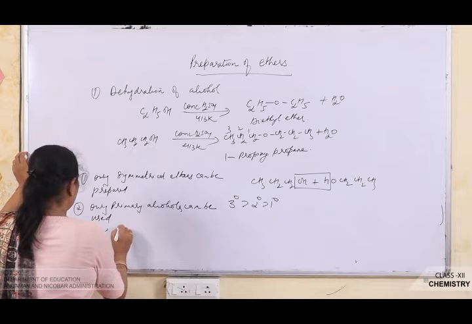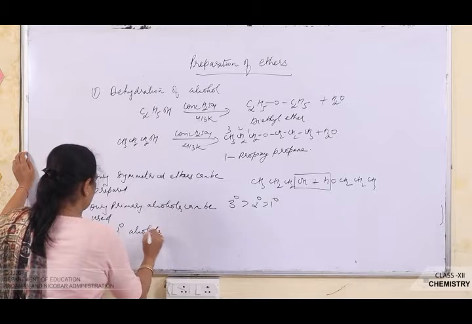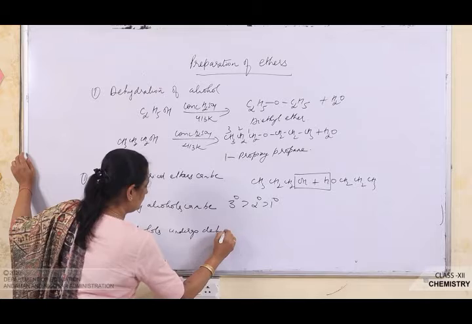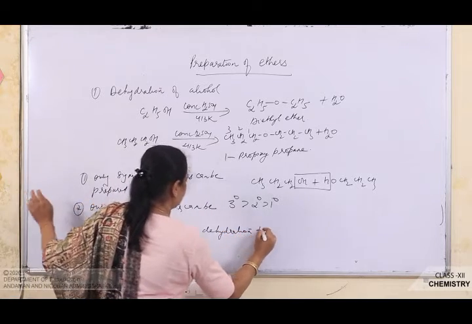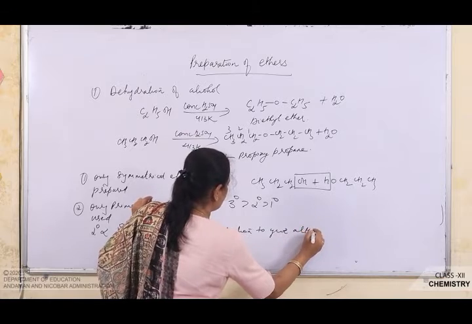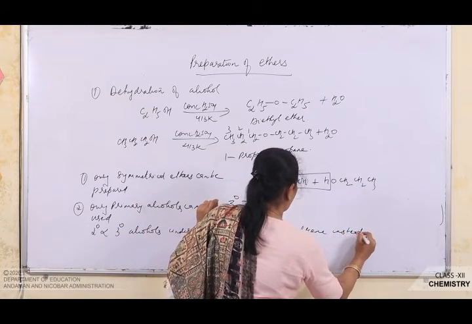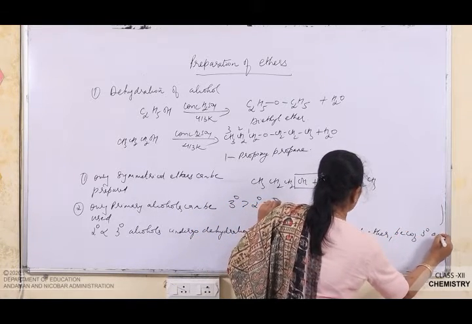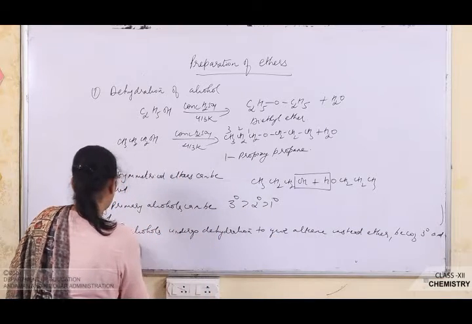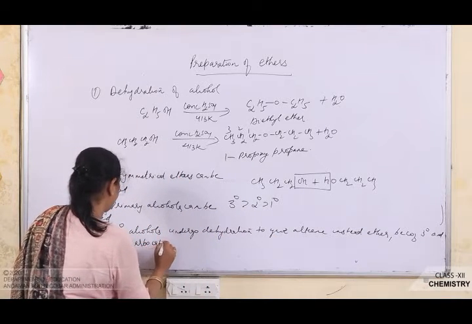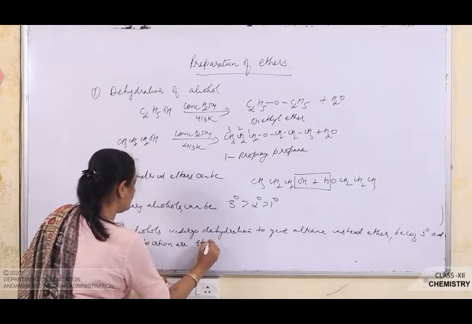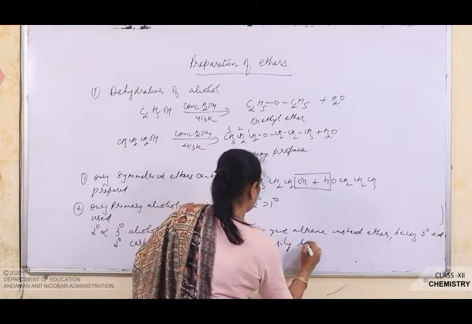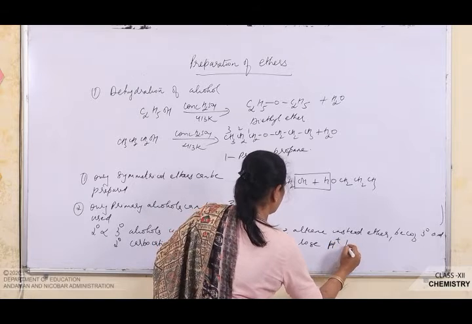Secondary and tertiary alcohols undergo dehydration to give alkene instead of ether, because tertiary and secondary carbocations are stable, so they easily lose a proton to form alkene.